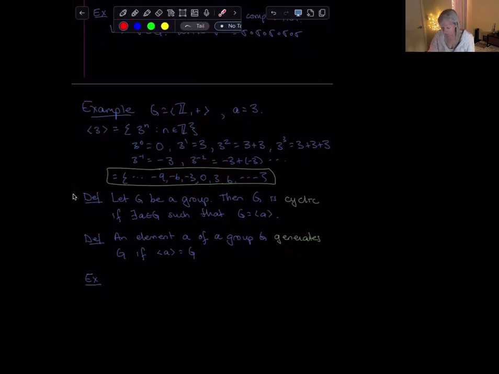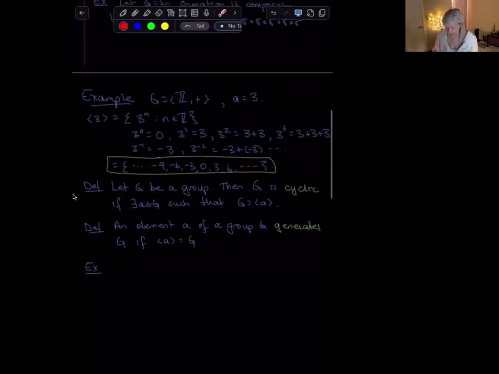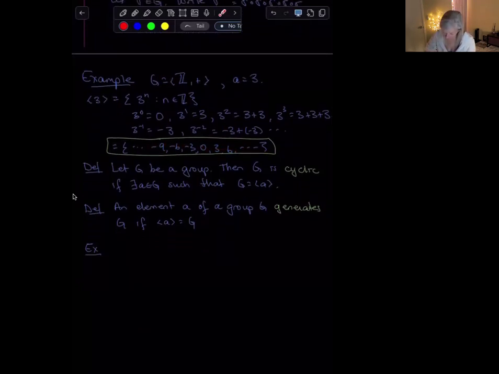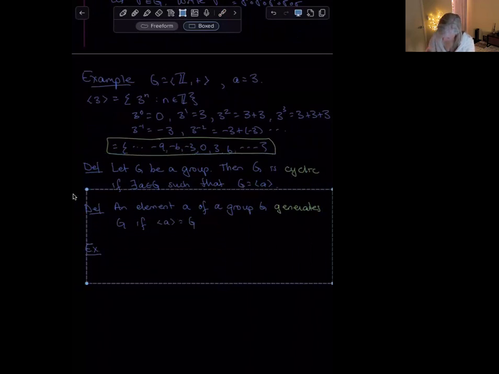And then closure, well, if I take a multiple of 3 and I add another multiple of 3, I'm going to end up with a multiple of 3. So this is closed. So this is an example of a cyclic subgroup generated by A. Move this down a little bit. All right, so let's talk about cyclic groups.